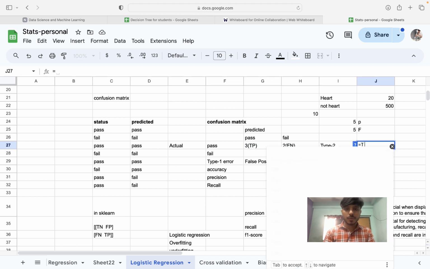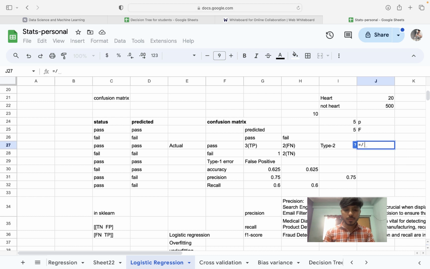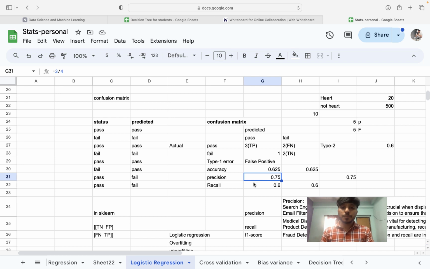Out of all the true positives, all these pass values, how many of them my model correctly classified? So let's say out of 5 my model classified only 3, right? So 3 by 5 will be my value. So I'll remove that, 3 by 5, that's my recall, 0.6. Precision is 0.75. So when do you use precision and when do you use recall?